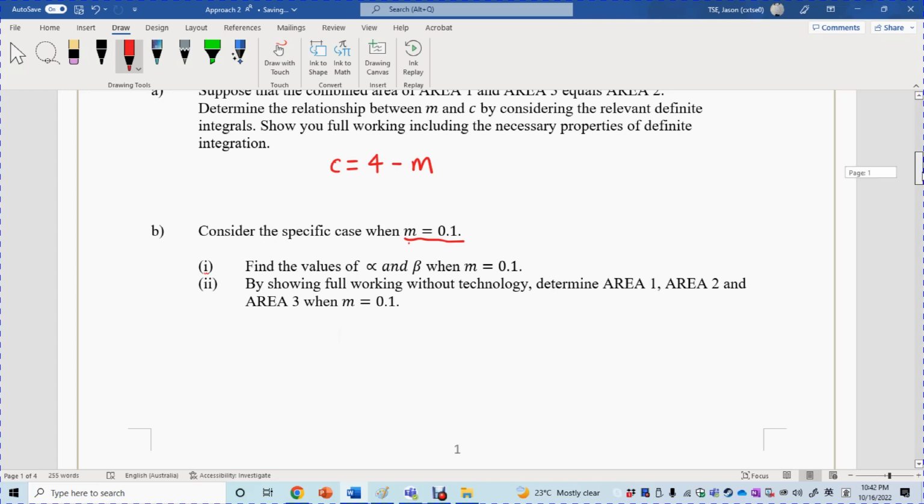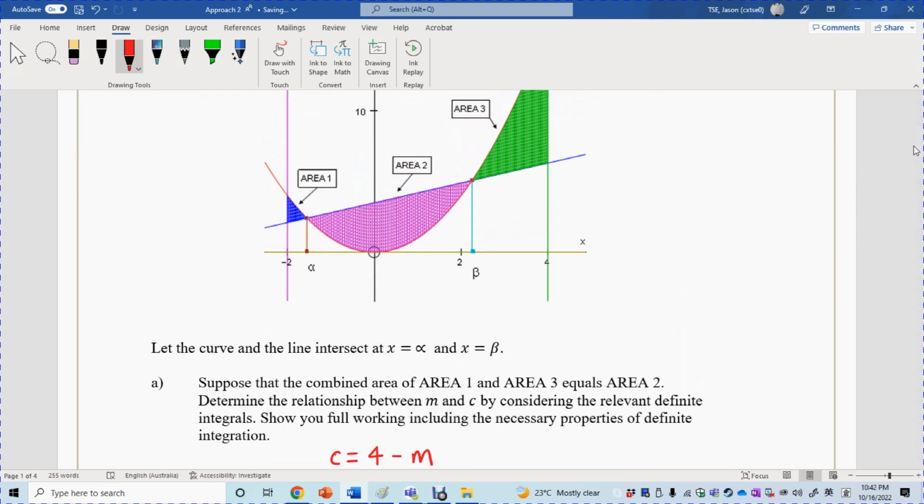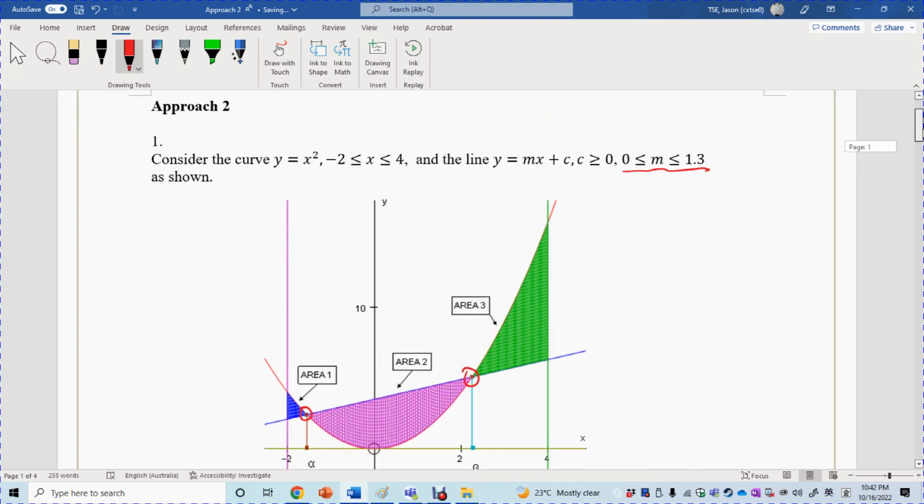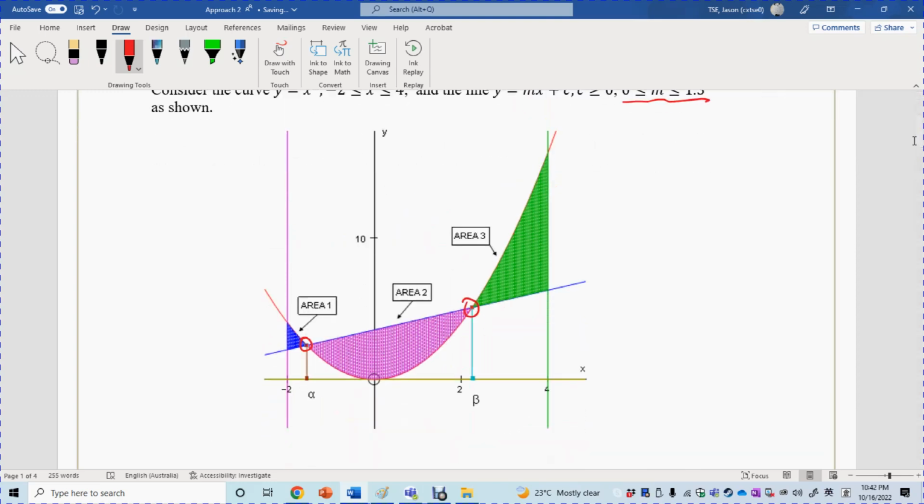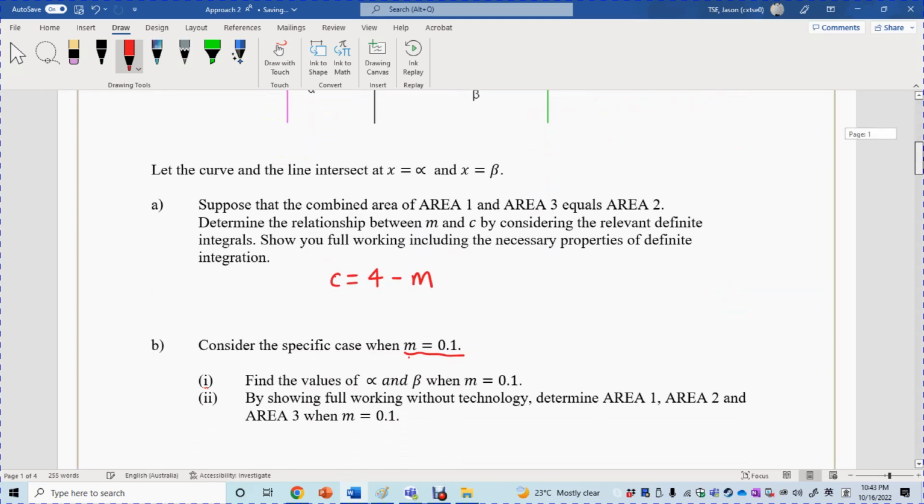First of all, what are alpha and beta? Remember, alpha and beta are just the points of intersection between the line and the quadratic graph. Let me remind you that the quadratic graph is y equals f(x) equals x squared, and the straight line is y equals g(x) equals mx plus c. But right now we understand that c is equal to 4 minus m.